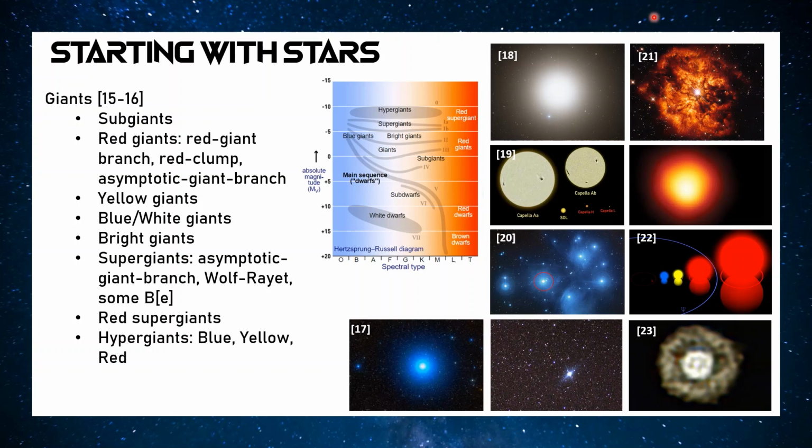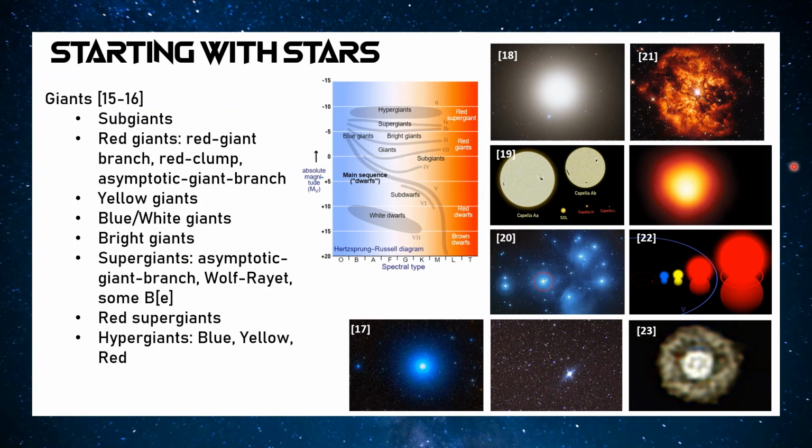There can be blue or white giants. They may be high mass stars or lower mass stars under specific conditions. And the example I have here is Alcyone, Eta Tauri. It's a blue giant. I think it's in this red circle here.